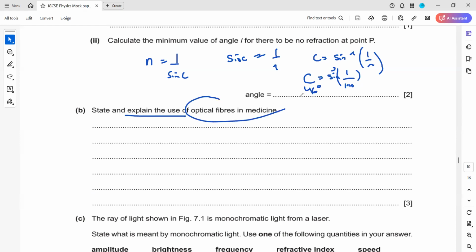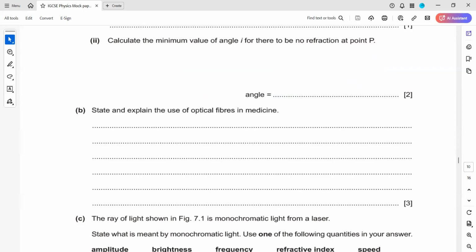State and explain the use of optical fiber in medicine. So how is optical fiber used in medicine? An optical fiber is used in medicine to examine the internal organs, which we call endoscopy. The light passes down the fiber and is reflected back, and illuminates the organ, and we are able to see the organ which is inside. So it is used in endoscopy.